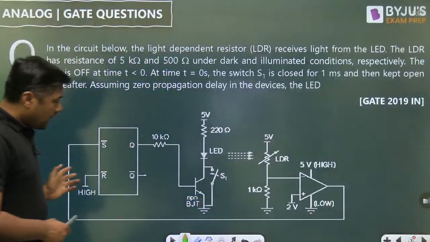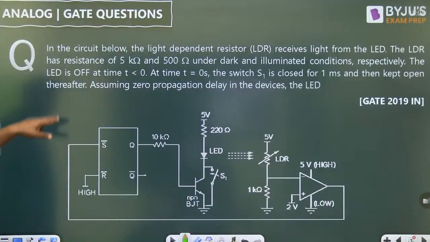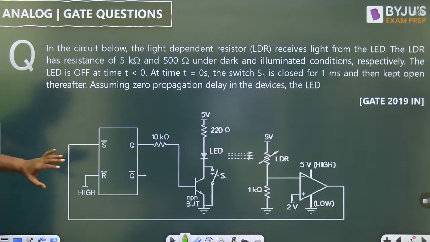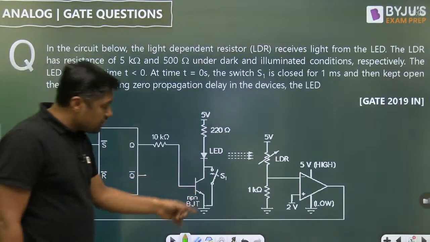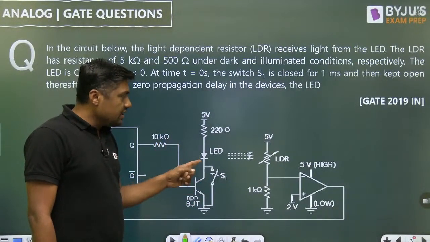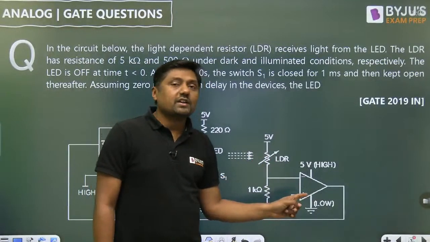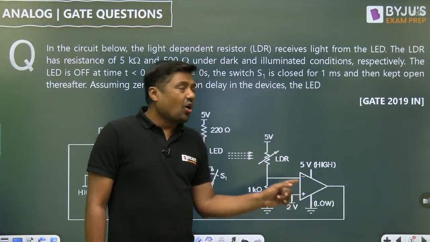Now try to solve this question, that is in instrumentation branch in 2019. I will solve this question. This is again a very interesting and integrated question. Here we are using the SR flip-flop, and that is the negative SR latch, right? And then here we are using one transistor, one LED, one operational amplifier, right?